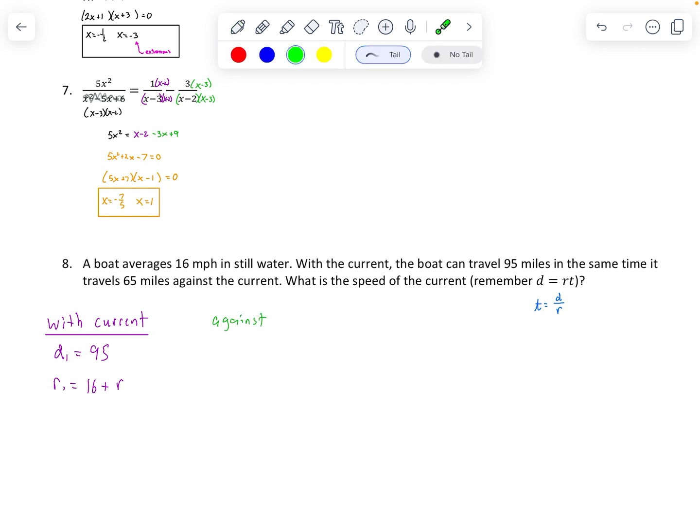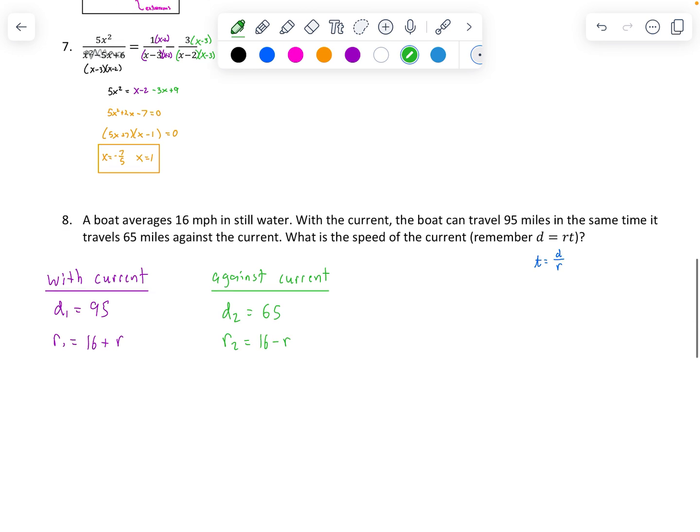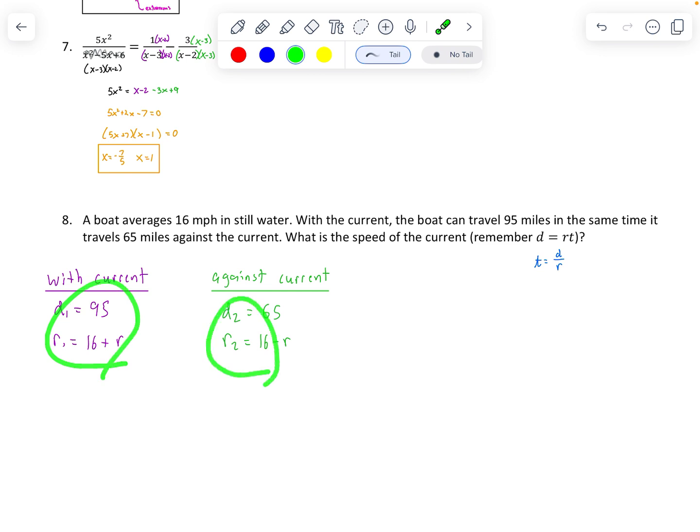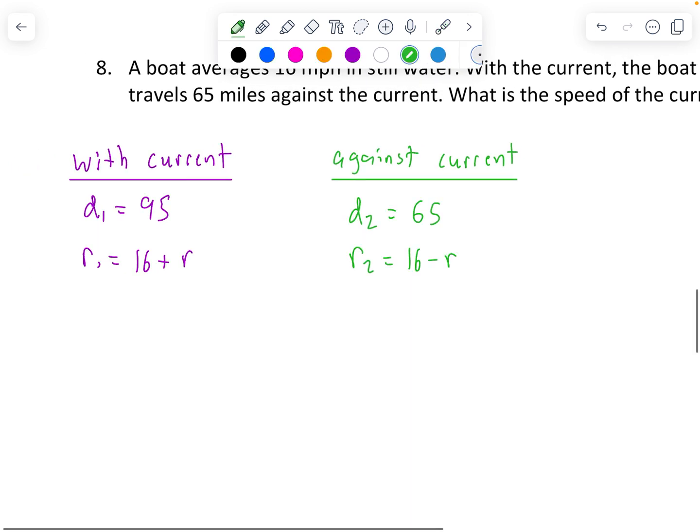which remember sometimes this is called upstream, this is called downstream. But against the current, we have a distance, we'll call it D2, of 65 miles and a rate of 16 minus the rate of the water. And so all we're going to set up is D over R equals D over R for the purple and the green because they both equal the same time. If they equal the same time, they equal each other.